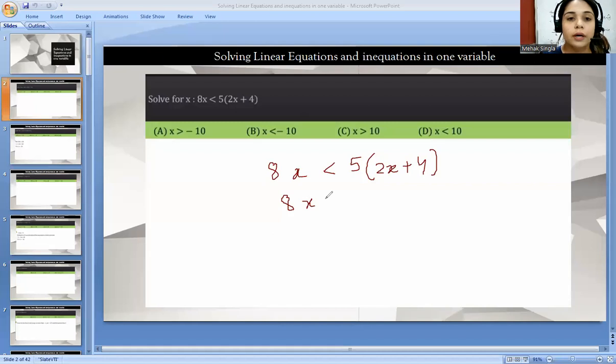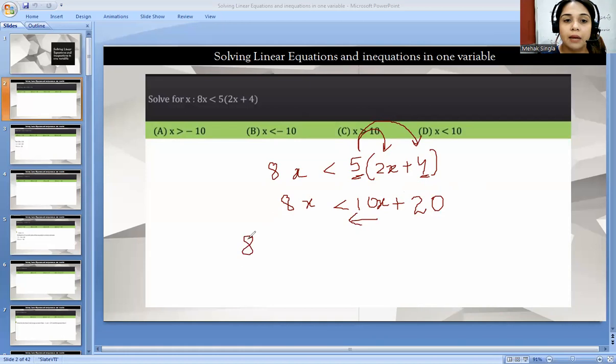Okay. So here I'm going to use distributive law to solve the right hand side. I'm going to multiply 5 with 2x first, which is actually 10x. And then once I'll open the bracket, this 5 will get multiplied with this 4, which will give me 20. Amazing. Great. All right. So I'm going to take this 10 on the other side. What it'll become? I'm going to subtract 10x on both sides.